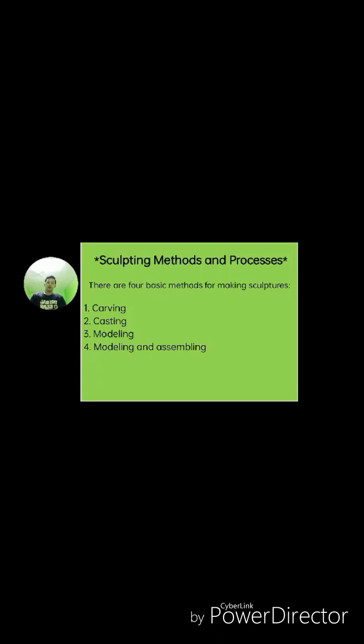Two is casting. The sculptor starts by making a mold. He or she then pours in melted metal or some other liquid. Casting is the melting of materials like bronze. Three is modeling. The sculptor builds up a shape from some soft material. An example of modeling is clay modeling. They used to make things like a flower base.